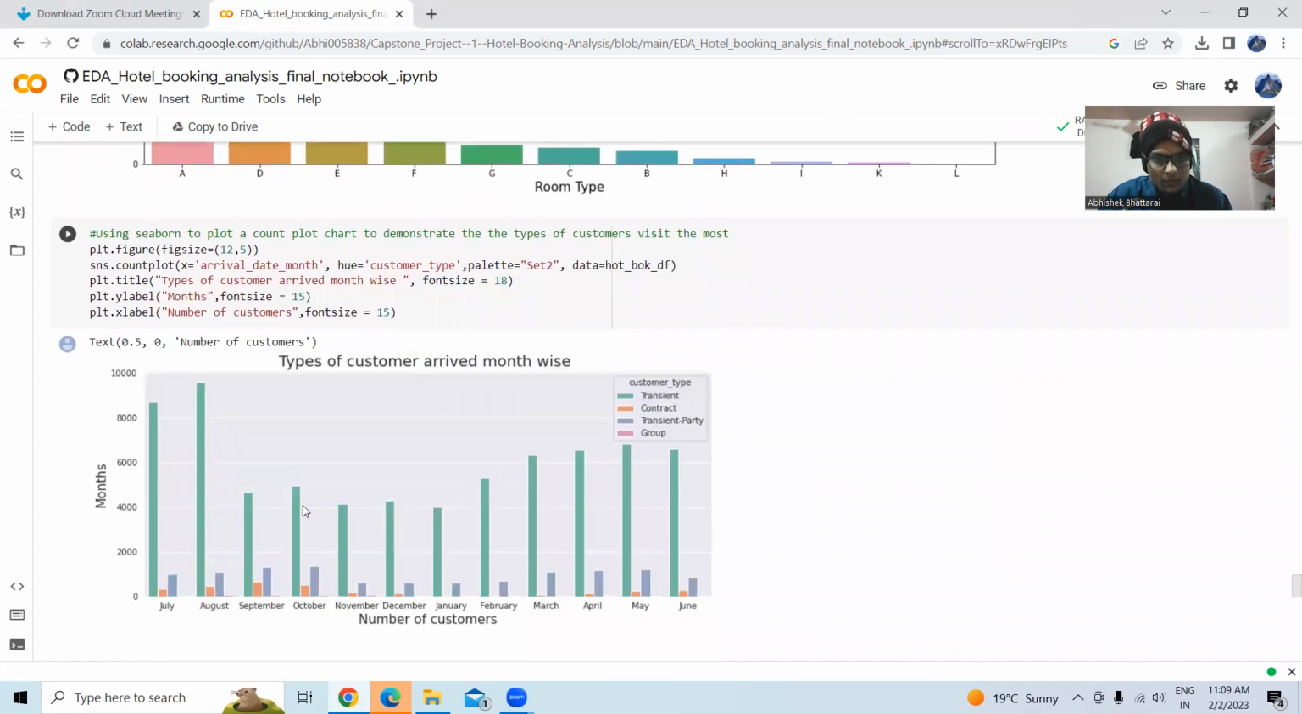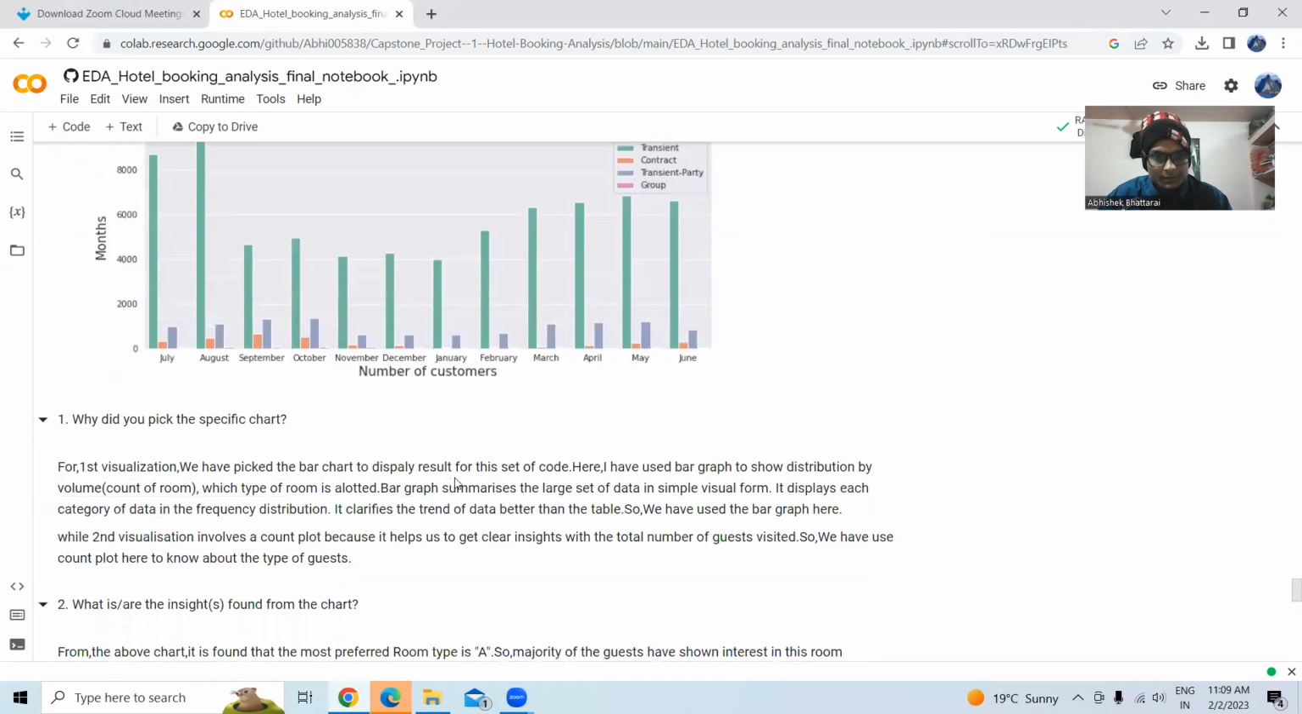Here we can see the number of customers by month, and which customer type has the most. Transient type customers are leading here, so they are the most visiting customers.